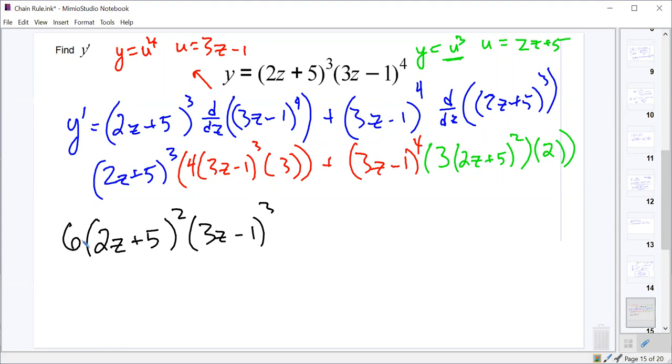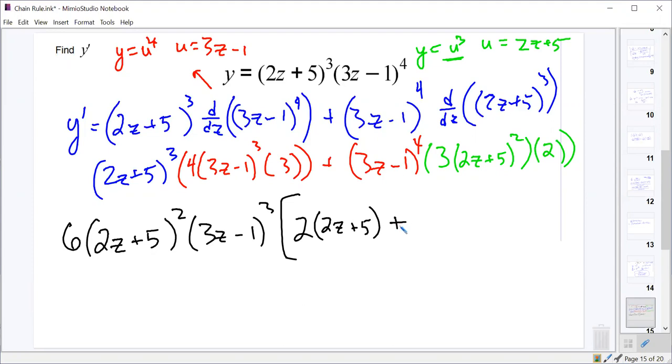All right, so we've taken a 6 out of this constant of 12 on the left. So what's left is a 2. And we've taken a 2z plus 5 squared, which leaves us with what? Just the 2z plus 5. And we've taken out 3z minus 1 to the third, which takes out all of that 3z minus 1 to the third. So that's everything from the left-hand side. Everybody good with that?